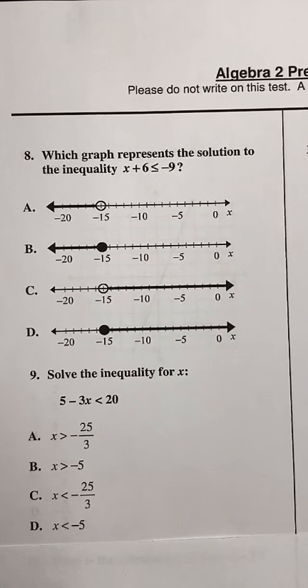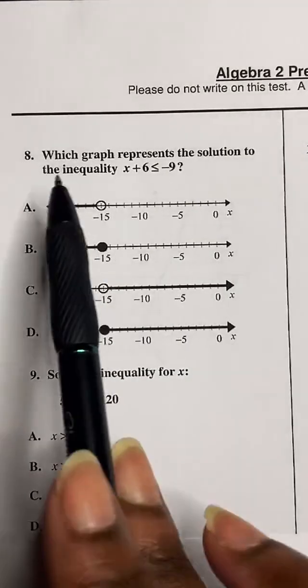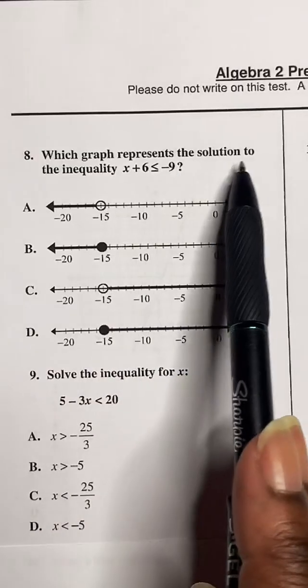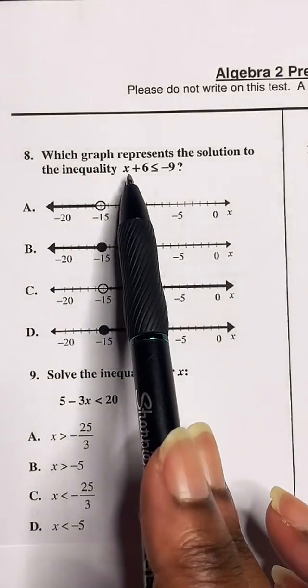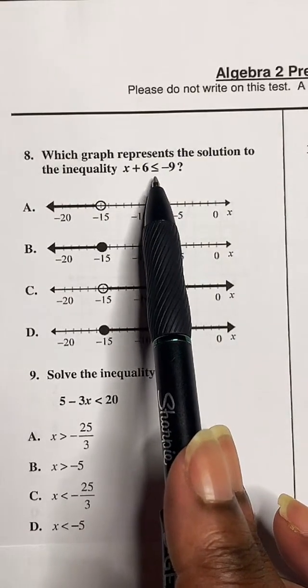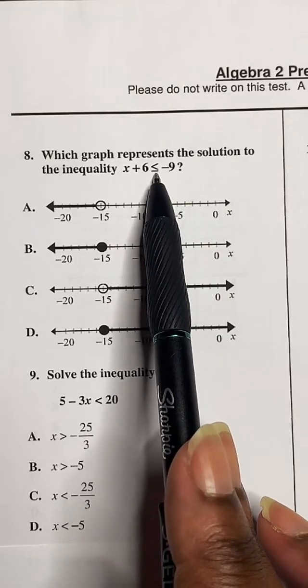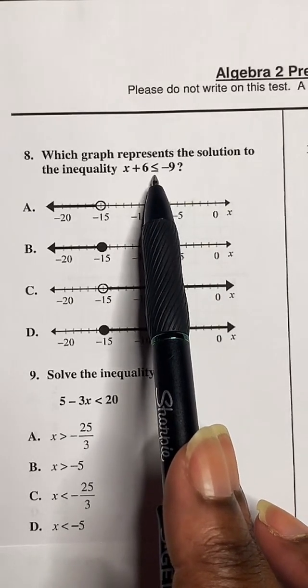We want to figure out what the truth is, right? So for this one, it asks which graph represents the solution to the inequality x + 6 ≤ -9. Please do not say less than, greater than. That's not what that sign means, okay?